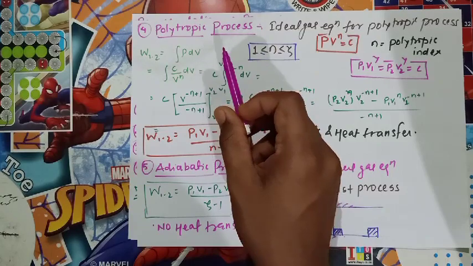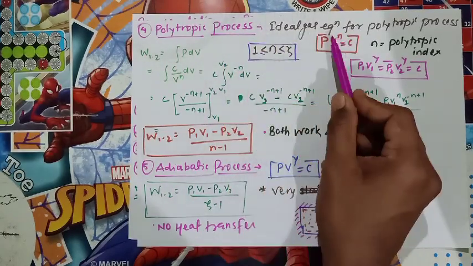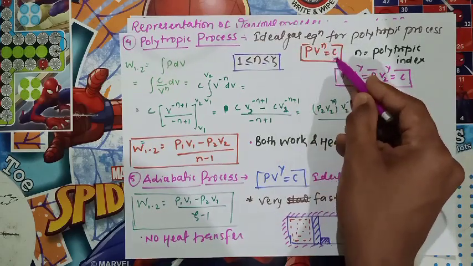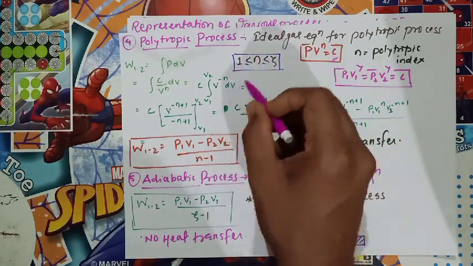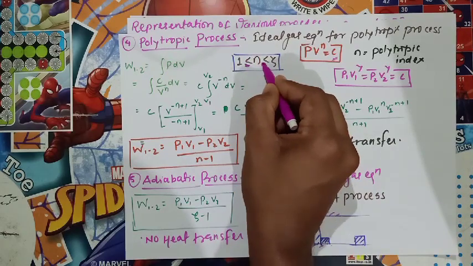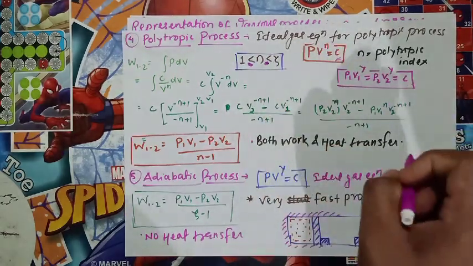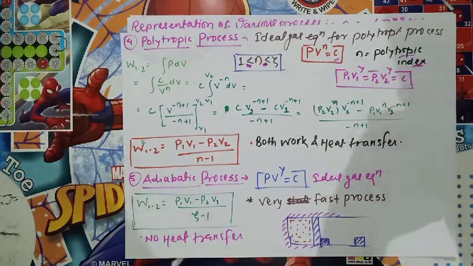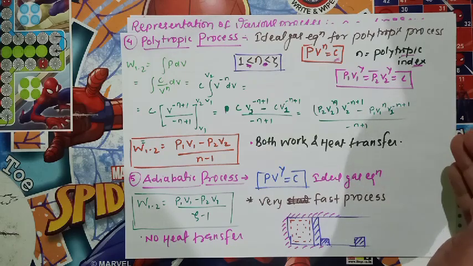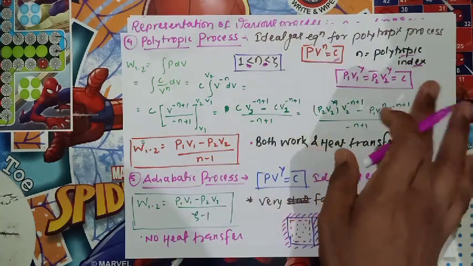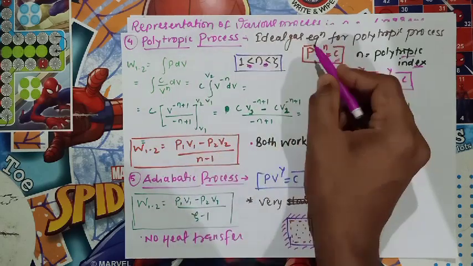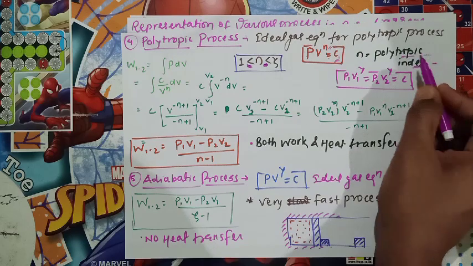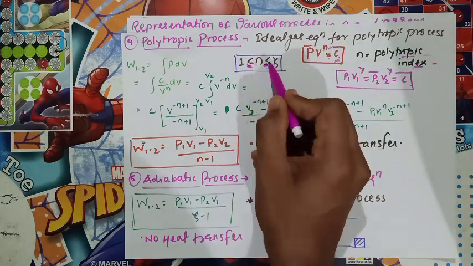Now for the polytropic process, the ideal gas equation is PV to the power n equal to constant, and the n value varies from 1 to gamma in between. Okay, and n is what? Polytropic index. Like we know that PV equal to constant is the isothermal process. Likewise the polytropic process follows PV to the power n equal to constant, where n is the polytropic index and n lies between 1 and gamma.